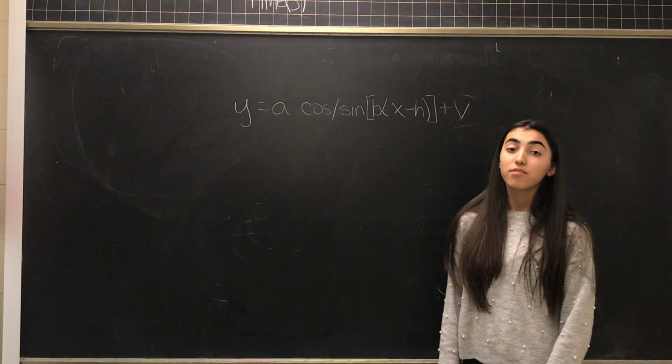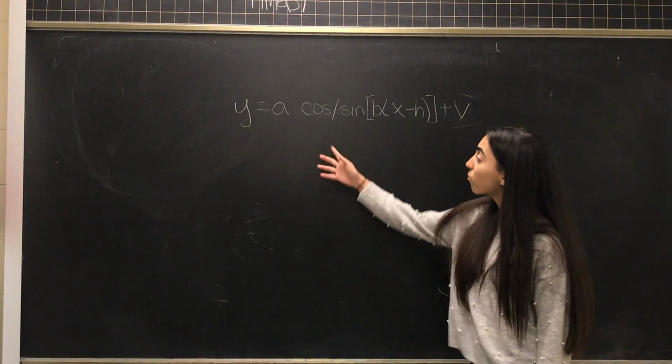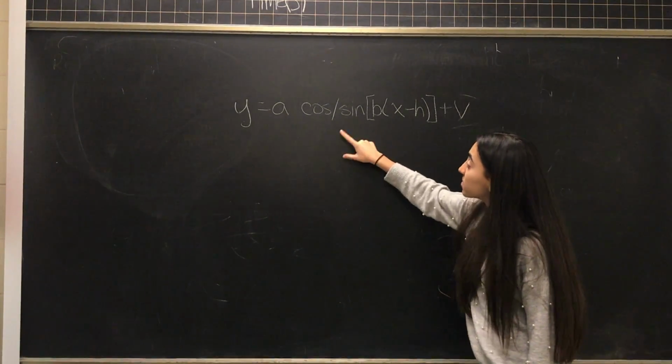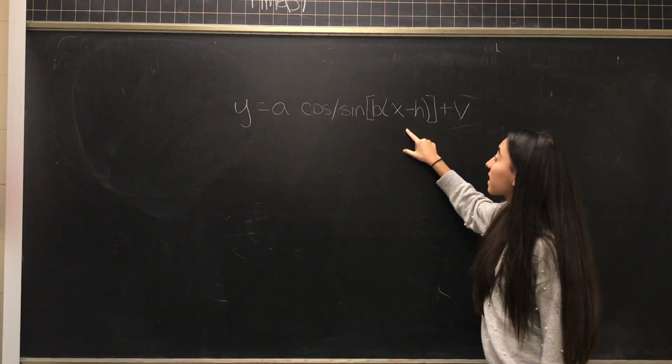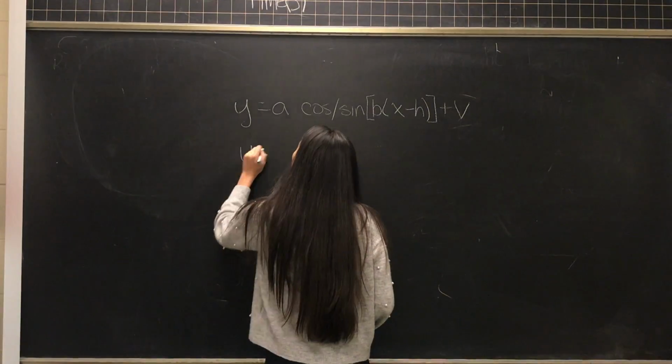So for our trigonometric function video project, we decided to base it off of a tire on a car wheel. But to start, we will explain a little bit of how to graph a function. So firstly, I'm going to explain how to graph a basic sinusoidal function in the form of y equals a times cos or sine b x minus h plus v.